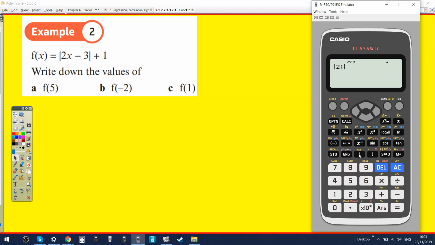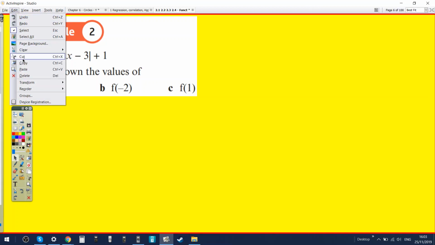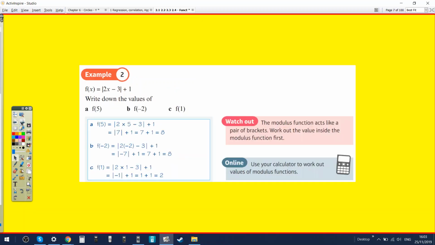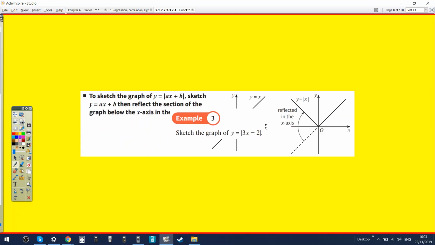And I'll do part B. C is 2. C is 2. I think B is 8. C is 2. B is 8. Grand.